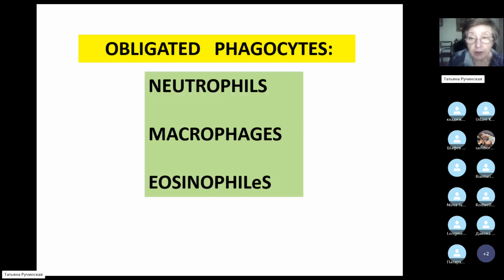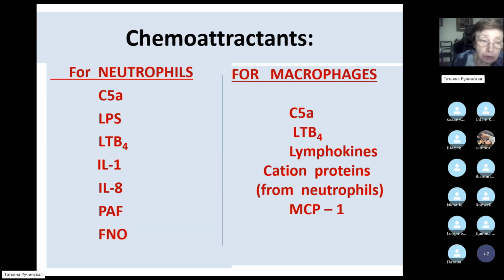Now, as I told you, obligate phagocytes are neutrophils, macrophages, and eosinophils. These are chemoattractants for neutrophils and for macrophages or monocytes. You understand? This is another reason which shows you why neutrophils come first to the region of inflammation.